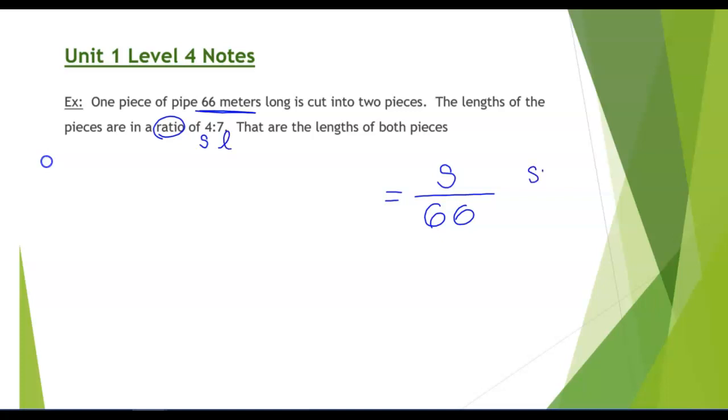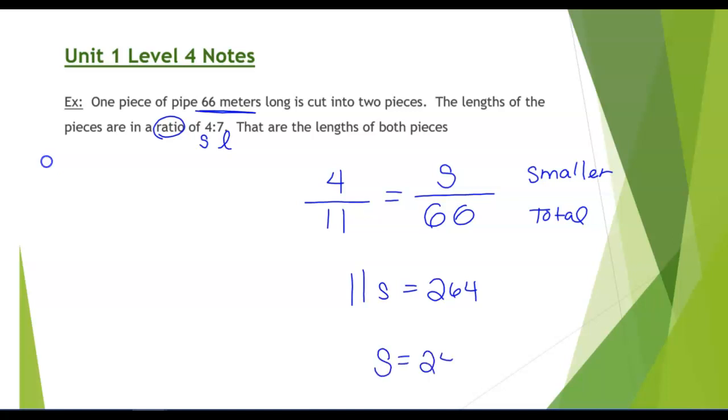So I want the smaller length to the total. I can set that up on the left side here. The smaller length piece is 4 to the total pieces, which would be 11. Let's cross multiply that. 4 times 66 is 264, and 11 times s would be 11s. Divide by 11 on each side, so our smaller piece is 24 meters. And we just had that shortly ago.